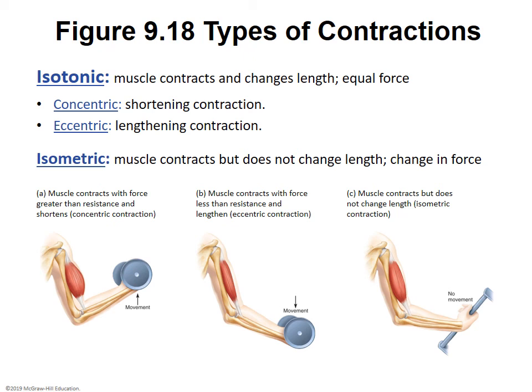If I was trying to move a wall or pick up my car, once I got past the give that the shocks have on my car and I try to lift it, I'm not going anywhere. Isometric is when the muscles contract but they don't change length.